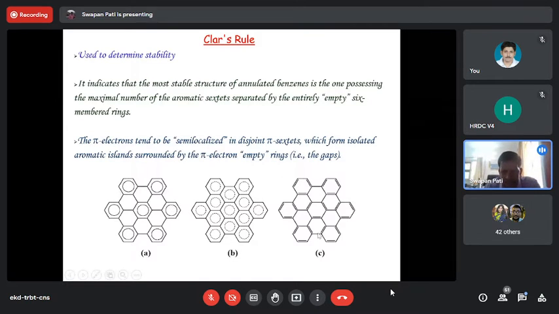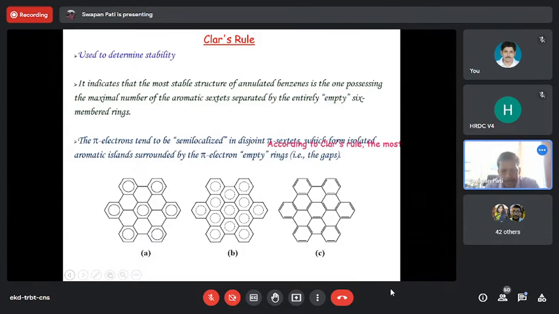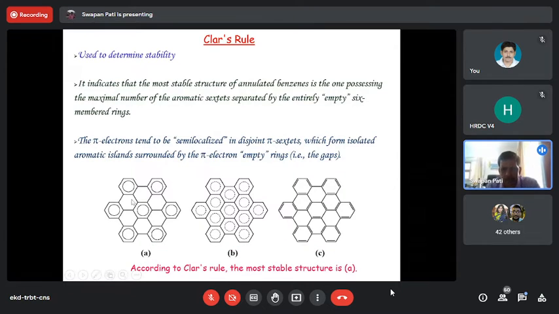So among these structures, tell me which one will be more stable? A, B, or C? This is the pi sextet, by the way. According to Clar's rule, the most stable structure is A, not B or C, because each sextet is surrounded by empty six-membered rings.